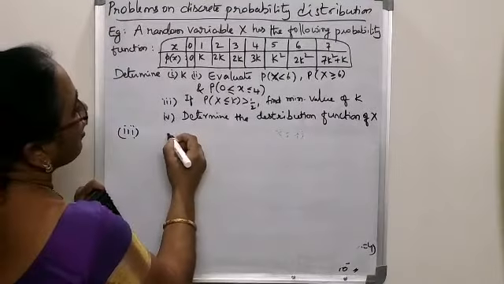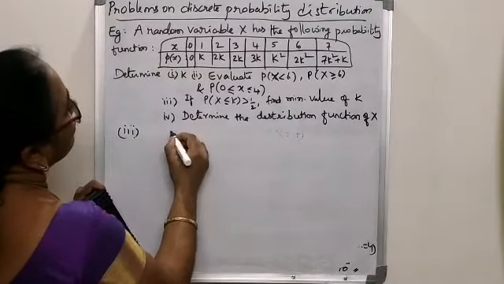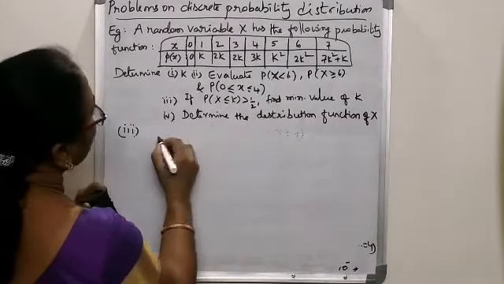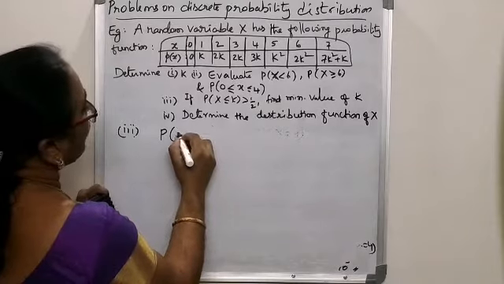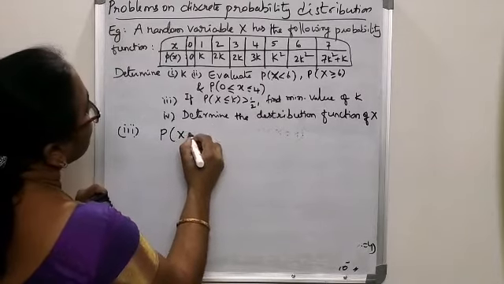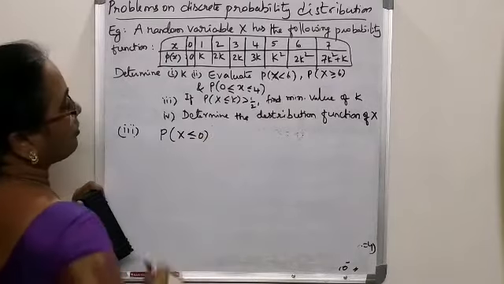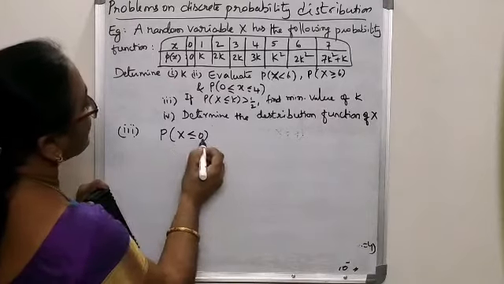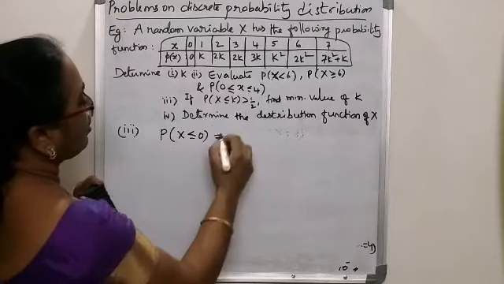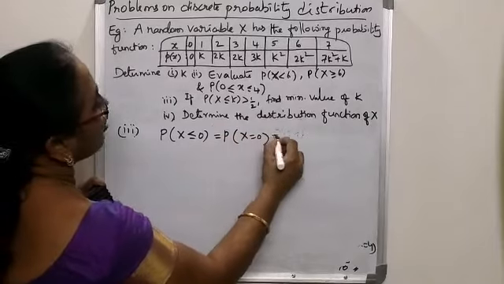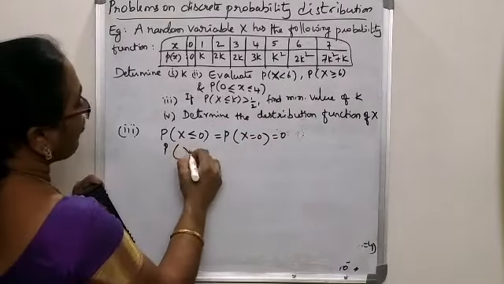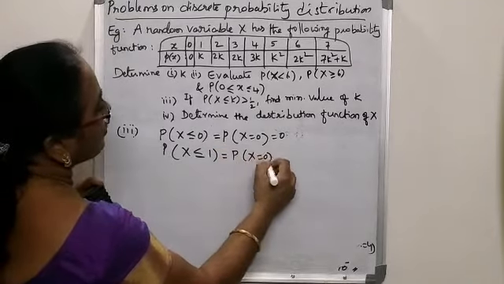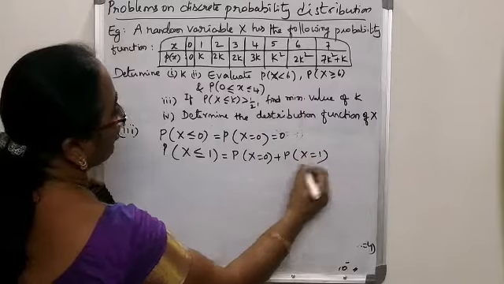Let us consider first P of x less than or equal to 0. We are changing the value of k. Suppose x is less than or equal to 0. What is this? This is P of x equal to 0, which is 0. Now let us do P of x less than or equal to 1. It is P of x equal to 0 plus P of x equal to 1.